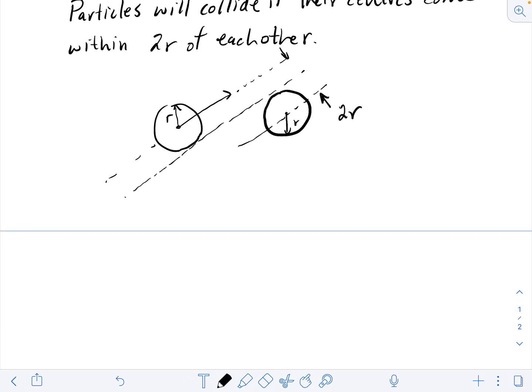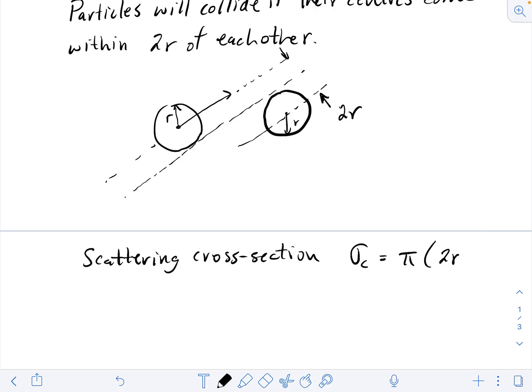We define a scattering cross-section, which is an area that is going to be given the symbol sigma c, and it's a disk of radius 2r. And so if you have one particle sitting there and any other particle comes within this disk of area pi times 2r squared, then there's going to be an interaction, a collision between these particles.